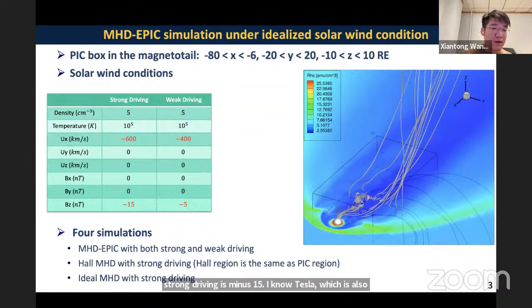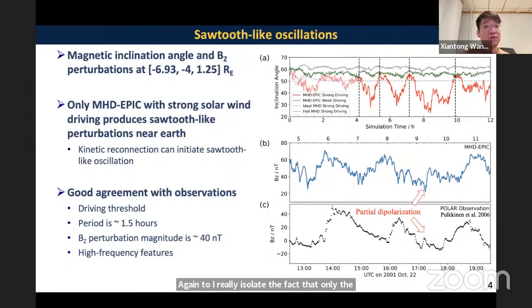To compare with, in addition to the MHD-AEPIC simulation, we also conduct whole MHD with strong driving and ideal MHD with strong driving. And in the whole MHD simulation, the whole region is the same as the PEAK region, again, to really isolate the fact that only the kinetic physics between these two runs is different. So here are the results of the simulation.